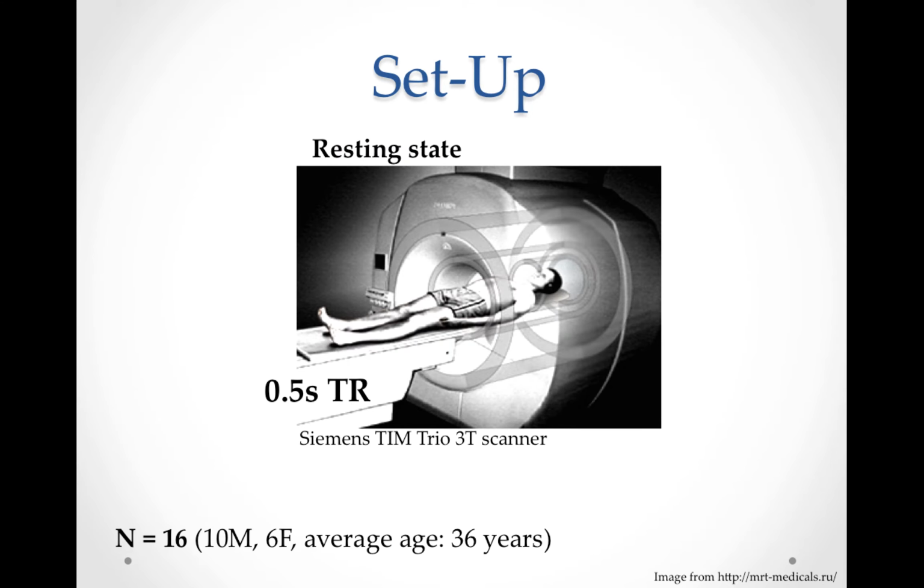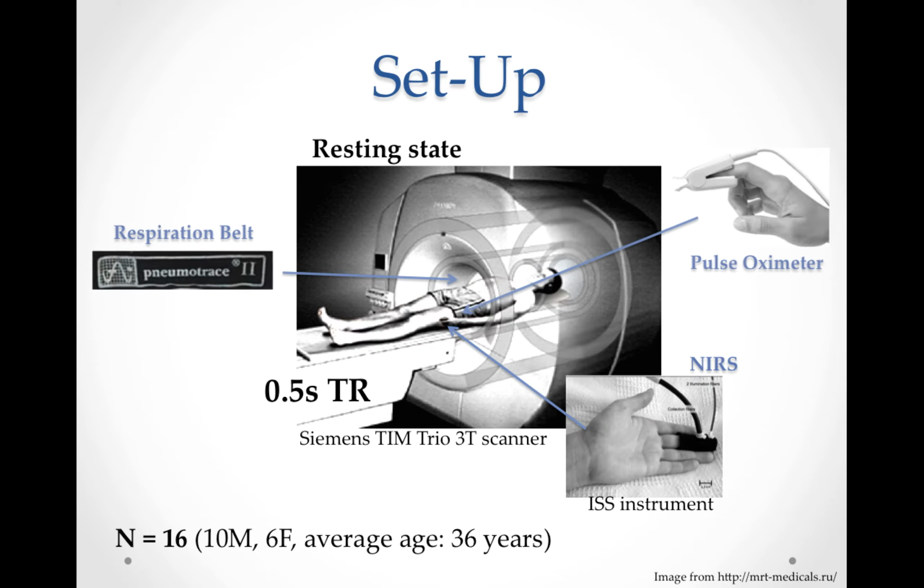To compare low frequencies and not alias parts of the signal occurring from higher frequencies, we used the newly developed sequence which allows high temporal resolution of 0.5 TR. And to compare these methods, we had to acquire not only NIRS data but also pulse oximetry data measuring the cardiac pulsation and respiratory belt information measuring the respiration.